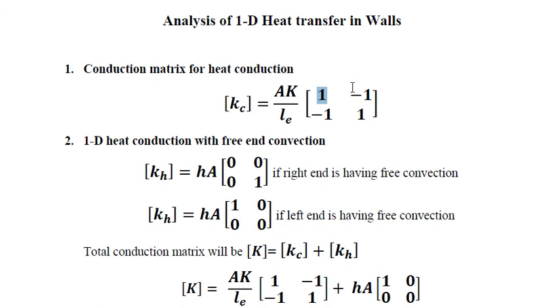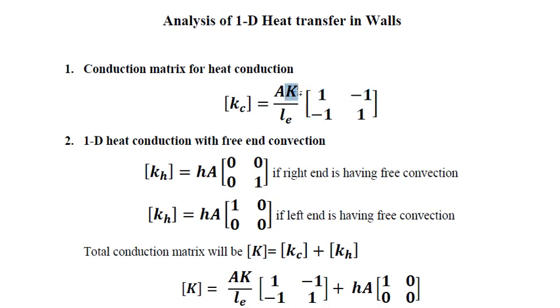The size of the stiffness matrix is 2 cross 2, because as I told you, at each node the degree of freedom is 1. Therefore, there are two nodes, so total degrees of freedom per element is 2. Stiffness matrix or conduction matrix is written for an element, not for a node. So per element there are two nodes, so 2 degrees of freedom. Therefore, the size of the stiffness matrix is 2 cross 2.